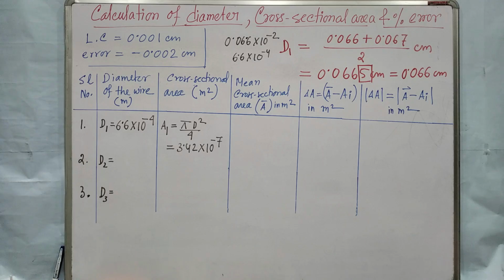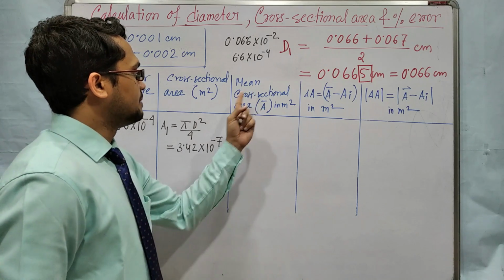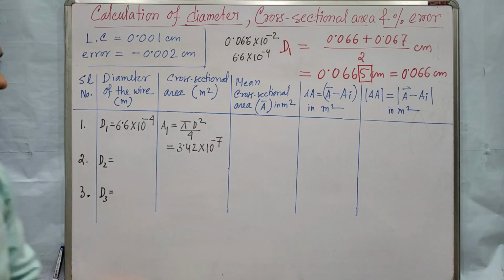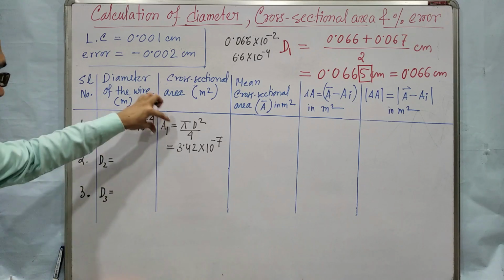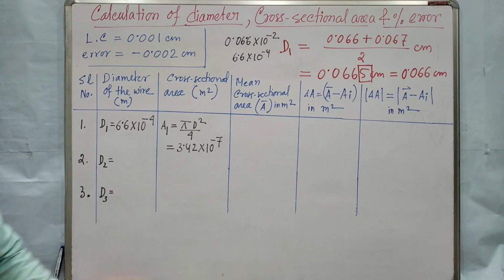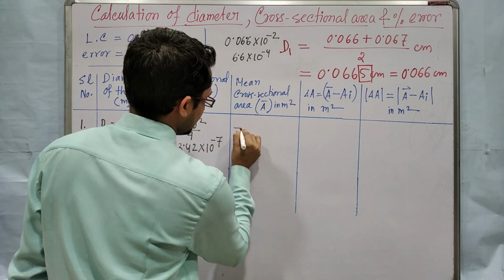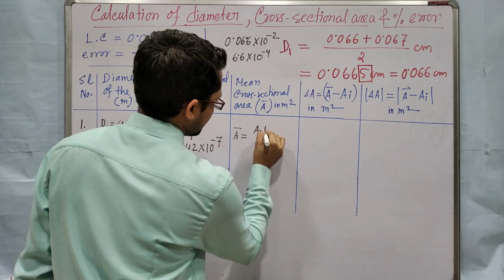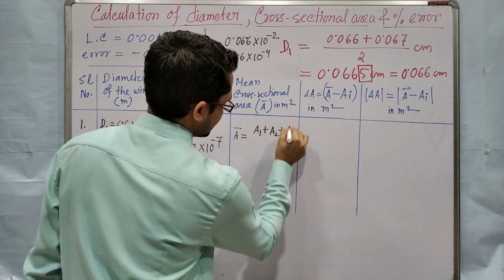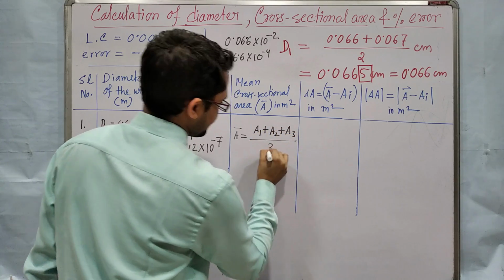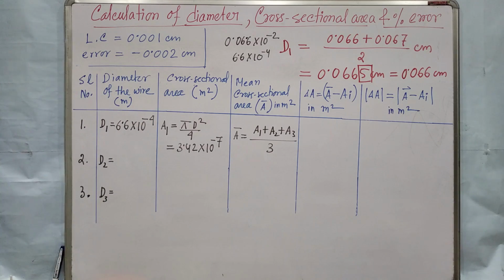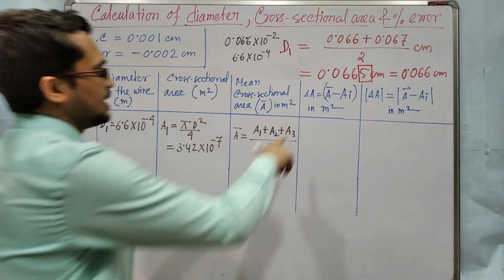Clear? Next column, mean cross sectional area, A bar. Mean cross sectional area means you will add these three cross sectional areas and then divide by 3. So for mean cross sectional area, I am writing the formula only, that is A1 plus A2 plus A3 by 3. Clear?